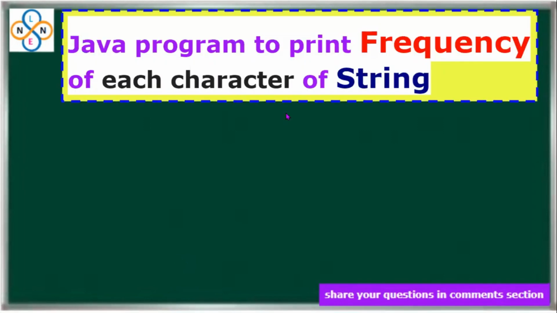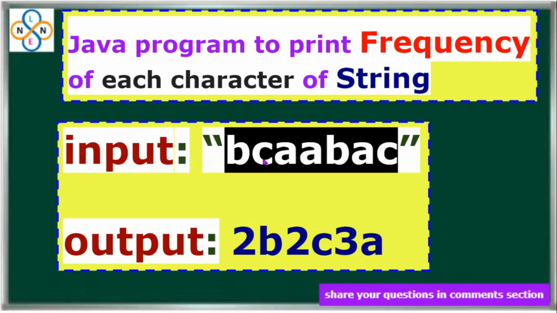In this video, we are going to discuss a Java program to print the frequency of each character of a string. For example, if the input is BCAABAC, in this given input string, how many times is B occurring? 2 times, that's why the digit 2 and the corresponding character B. And C is occurring how many times? 2 times, that's why 2, followed by the character C. Then A is occurring 3 times, that's why 3A.